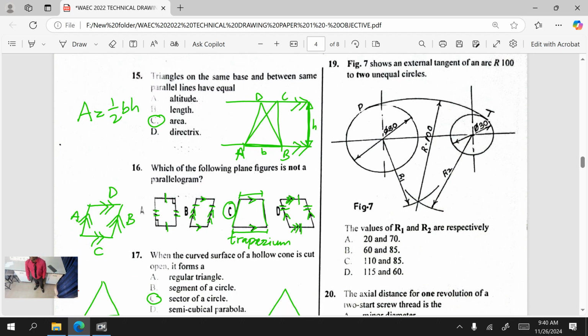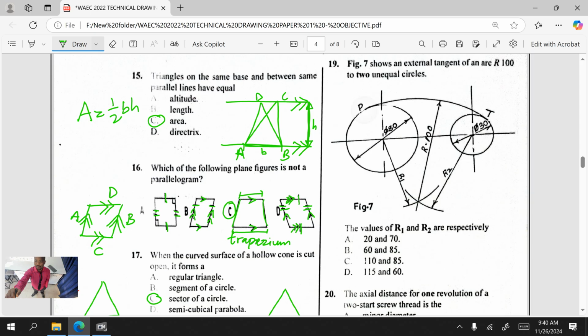Figure 7 shows an external tangent of arc R100 to 2 unequal circles. Good. Let me read it again. Figure 7 shows an external tangent. That external tangent is from point P here to point T here. Do you see that now? And the arc is what? R100. This is it here. Good. So the radius of that arc is 100, to 2 unequal circles. Good.